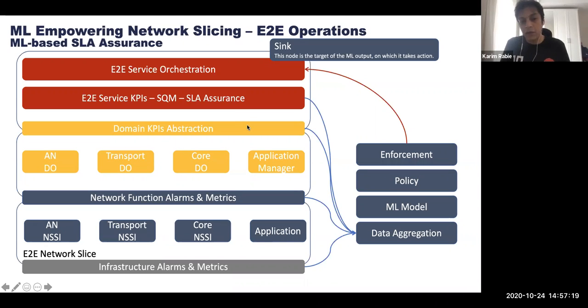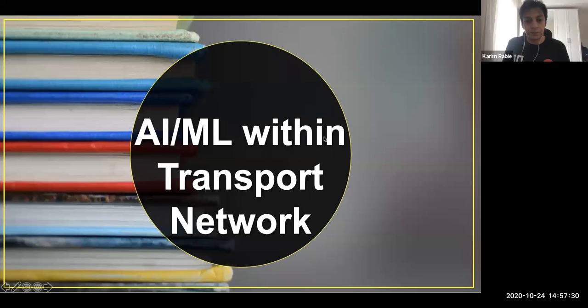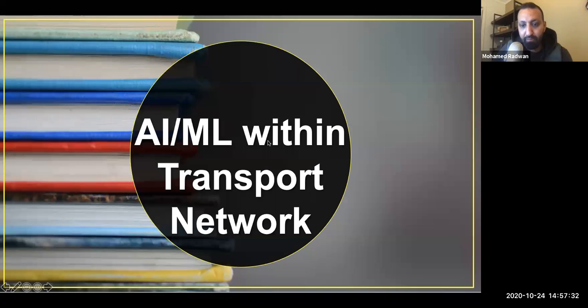I think I'm done. On the next slides, Radwan, we need to see the same on the transport. Let's zoom in on the transport and see what's happening there. Yes, thank you, Karim. So, following the same approach, and to complete the idea which Karim was mentioning, if you can go to the next slide, Karim.